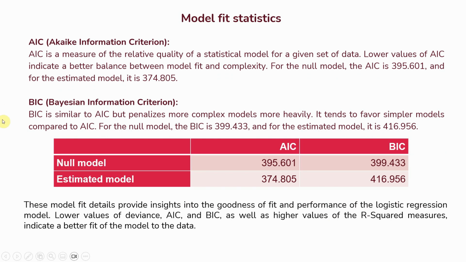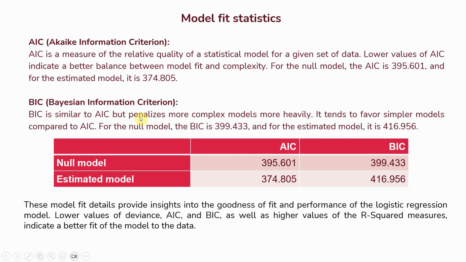Moving on, then we've got other statistics as well. We've got AIC and BIC. Now, AIC is a measure of relative quality of a statistical model for the given set of data. Lower values of AIC indicate a better balance between model fit and complexity. For the null model, we had 395.601, and for the estimated model, it was lower, that is 374.805.